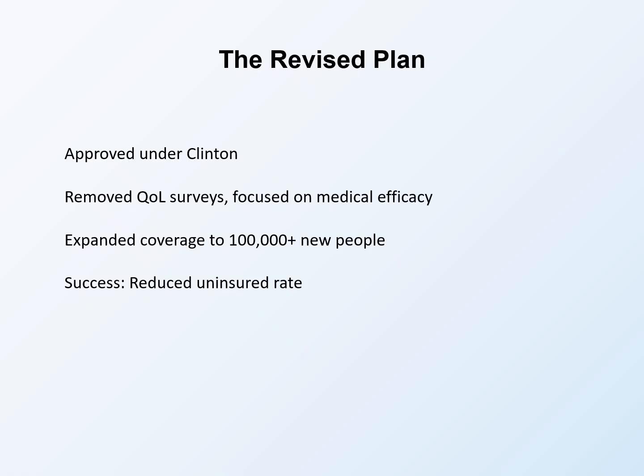The plan launched, and in many ways, it was a success. Oregon expanded coverage to over 100,000 people who previously had no insurance. They reduced the uninsured rate significantly. They proved that by cutting marginal treatments, like treatments for self-limiting viruses or cosmetic issues, you could afford to bring more people into the safety net.